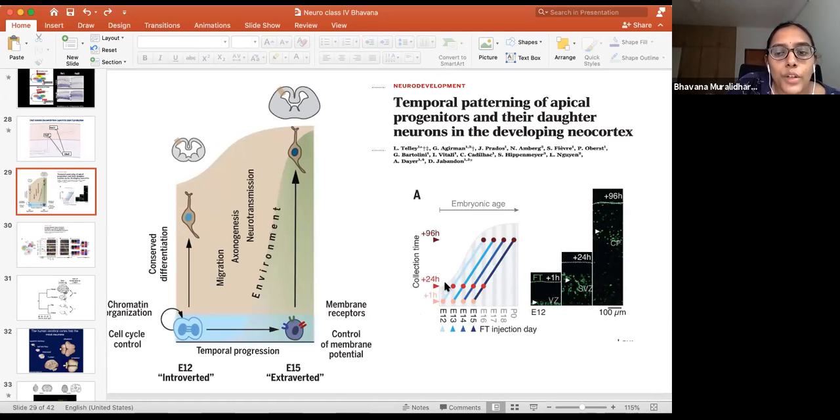If you collect after 24 hours, you will see that the ventricular zone has taken up the tag, but then they go on to form the subventricular basal intermediate progenitor or the newly postmitotic neuron. And if you harvest at 96 hours, you will see that differentiated neurons have now taken up this FT tag. So that's how they have labeled the entire cortex across the radial axis using one molecule and harvesting at different time points.